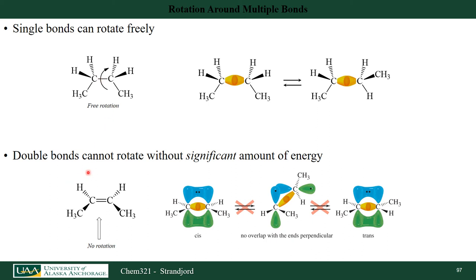Double bonds cannot rotate without a significant amount of energy. In fact, to rotate about a double bond, I literally have to break that pi bond, the one shown here with the dumbbells, and then reform it to interconvert this molecule into this molecule. And that takes a lot of energy because there's a point in here where there's no overlap. There's a broken pi orbital.